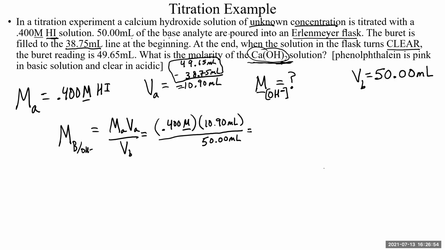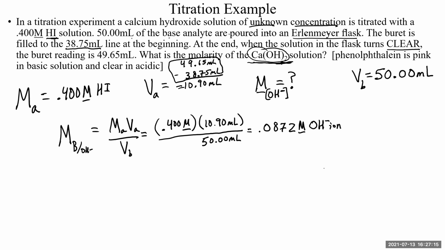0.087. Oh, wow. Okay. So that's 0.0872 is what I got. Molar hydroxide ion. Now be careful. This is not actually calcium hydroxide. This is simply hydroxide ion.